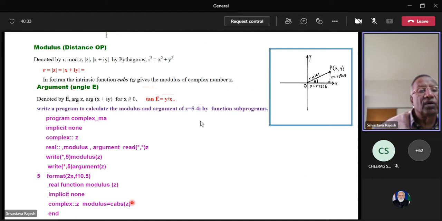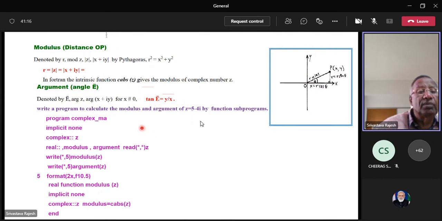Now, how will you calculate the modulus of a complex number? Denoted by R, a complex number can be written as R e to the power i theta, where theta is tan inverse of y by x, and the value of R is the square root of x square plus y square. Let us also calculate the argument, denoted by arg z, for x not equal to 0, because the argument will be tan inverse of y by x.